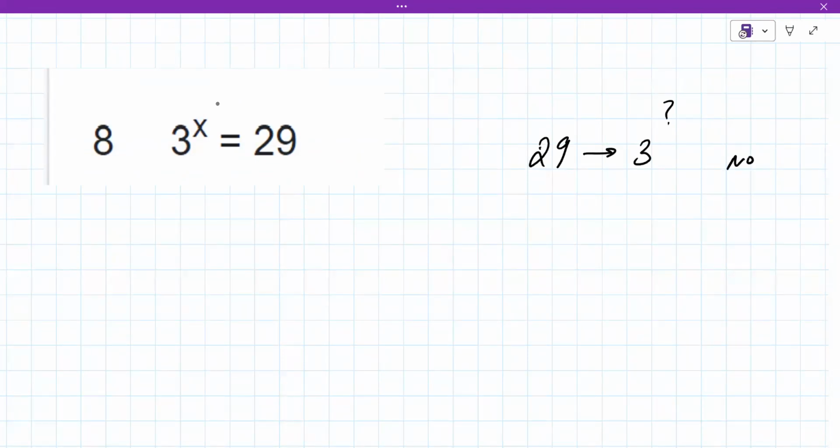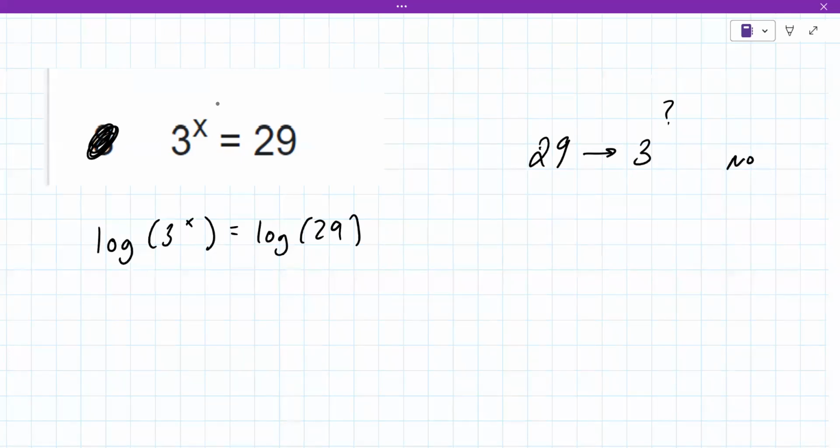So then you might think, well, what do we do? What can we do to solve this? Well, unfortunately, you have to use a different approach altogether. Your book does this. They show it like this: they show writing log of 3 to the x equals log of 29. They show taking the logarithm of both sides of the equation, like that. So remember yesterday we did a bunch of logarithm property problems. They're going to come back today a little bit.